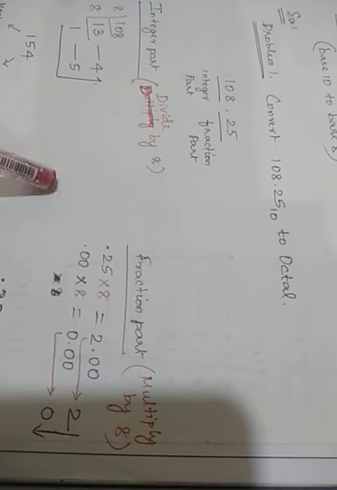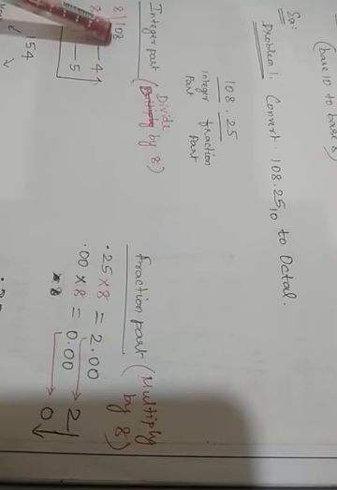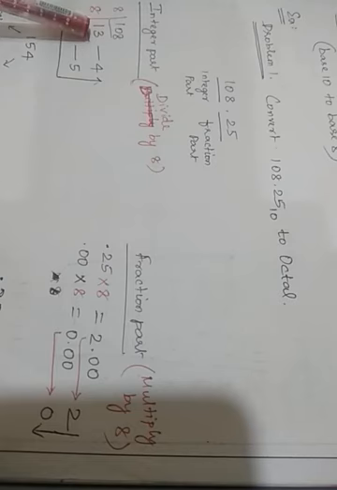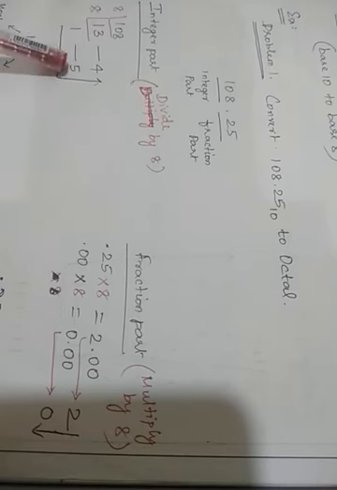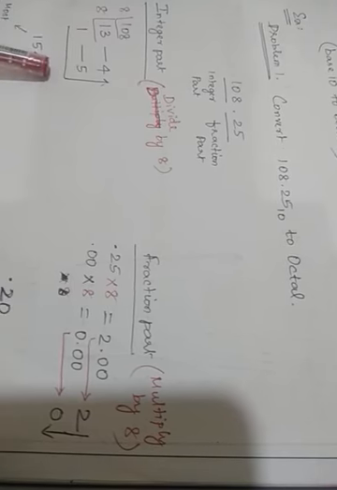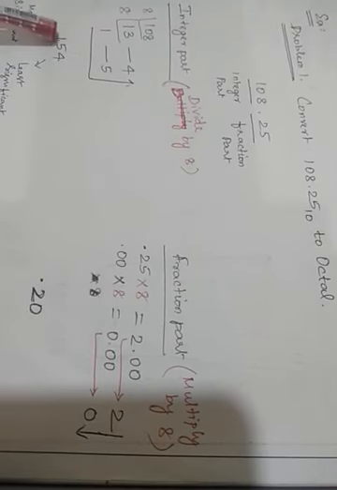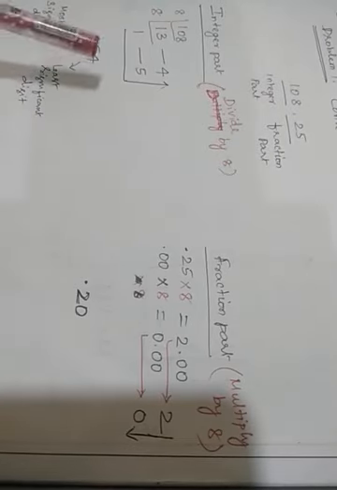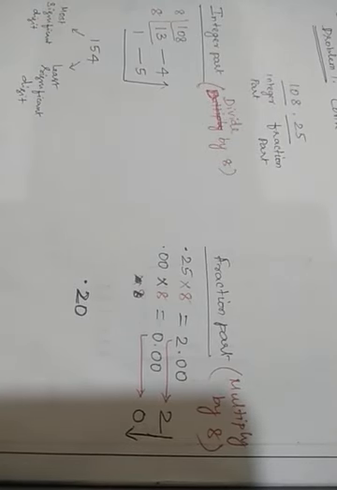I will also send this material PDF. Here I am dividing the integer part 108 by 8. I get 13 and remainder 4, and again dividing 13, I get quotient 1 and remainder 5. The value should be taken from bottom to top, so we get 154, which is the integer part of the octal number. This 1 is the most significant digit, and this 4 is the least significant digit.